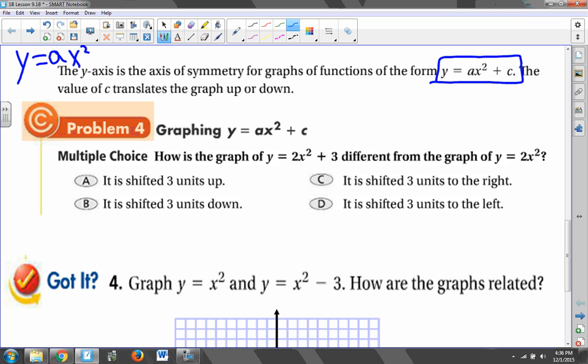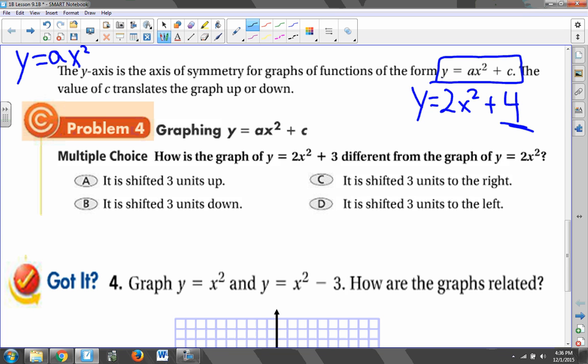So I want you to notice that the difference here is that I'm adding a number onto the end of my ax squared. So an example of this could be y equals 2x squared plus 4. That would be an example, where my a value is 2, my c value is 4. The value of c, this number at the end that I'm adding on, moves the graph up or down, raises or lowers it.